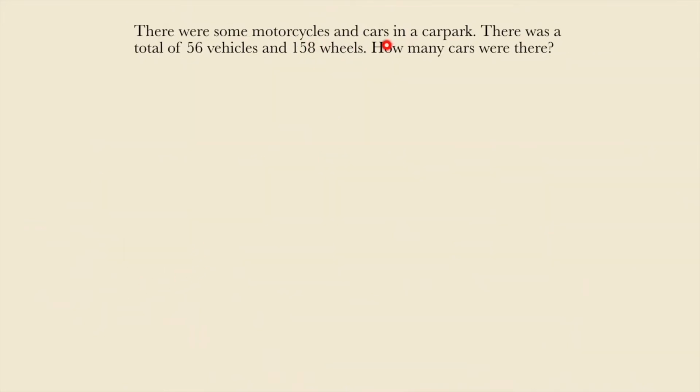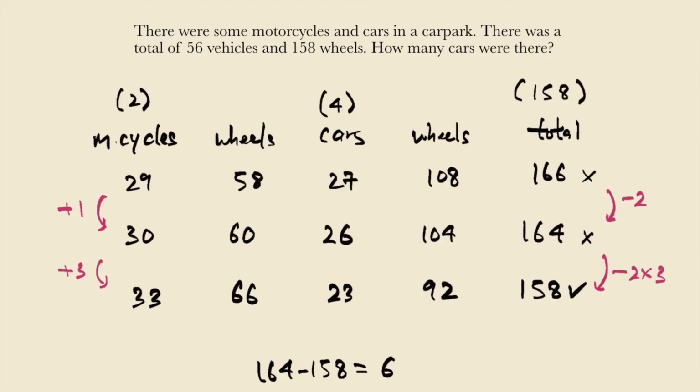There were some motorcycles and cars, 2 wheels, 4 wheels each. So let's draw up the very familiar table by now. 2 each, 4 each, and a total of 158 wheels. So for 56 vehicles, let's guess 29 and 27. We get too many wheels. So let's decrease the number of cars by 1 because we have too many wheels. So cars have more wheels. Let's decrease by 1. Increase this by 1, making sure the total is still 56.